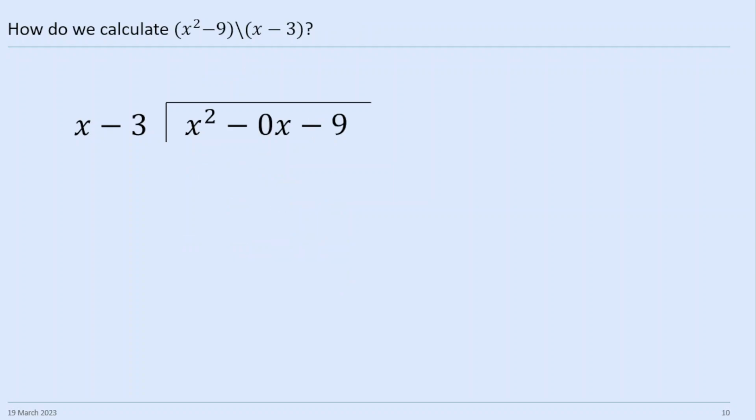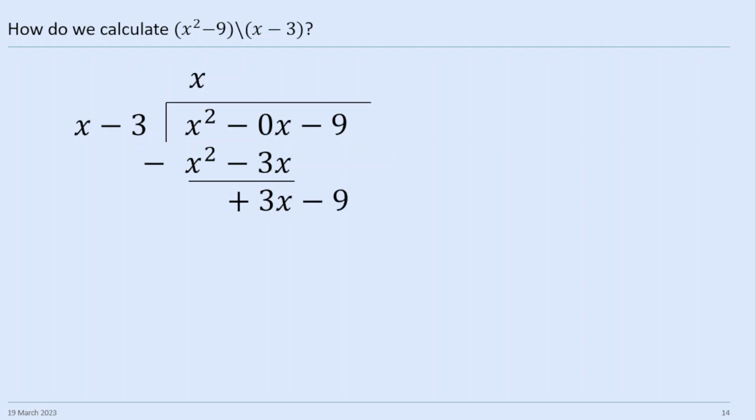Okay, let's look at another. So x squared minus 9 divided by x minus 3. So there's a trick here, which is to realize that x squared minus 9 is the same as x squared minus 0x minus 9. And we put that in just to make the method work smoothly. So how many x's in x squared? There are x's in x squared. Then we multiply x minus 3 by x. We get x squared minus 3x. Take x squared minus 3x away from x squared minus 0x. We get plus 3x. Bring down the minus 9.